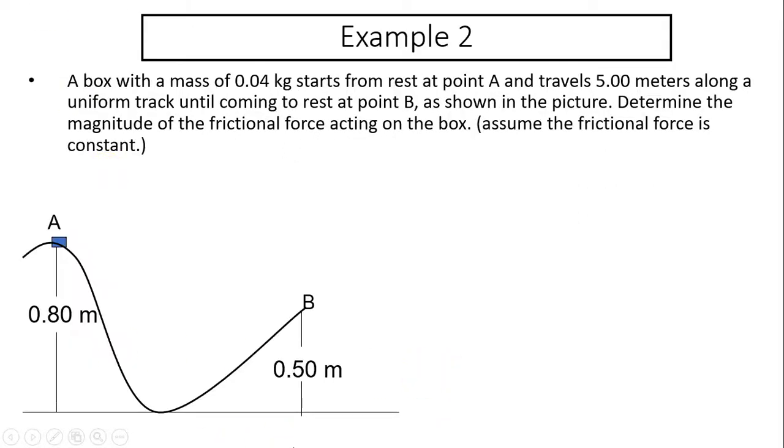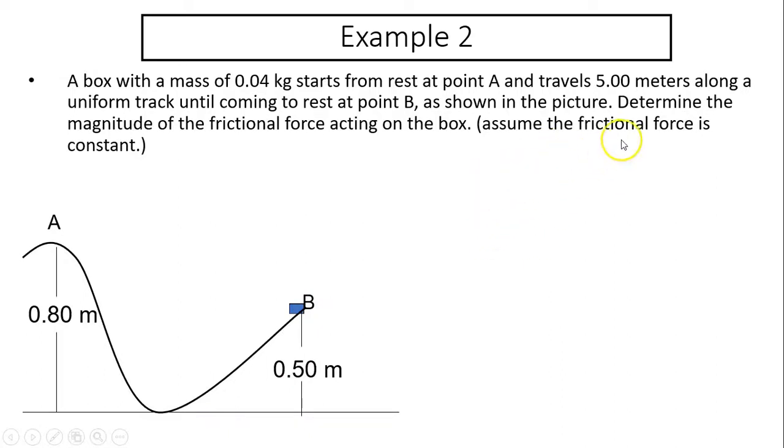Another example. A box of mass 0.04 kilograms starts from rest at point A and travels 5 meters along a uniform track until it comes to rest at point B, as shown in the picture. Determine the magnitude of the frictional force acting on the box. It starts from rest and ends at rest. As you can see during this process, potential energy is lost. Where does that potential energy go? We know total energy cannot be gained or lost. That potential energy actually changes into heat.